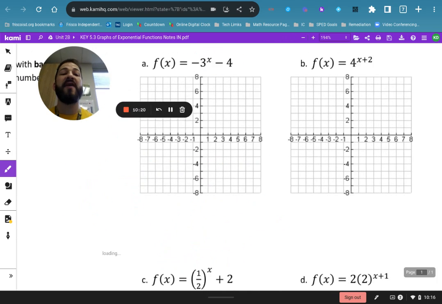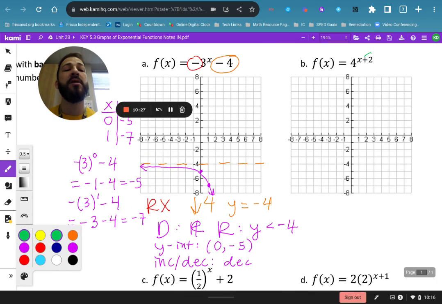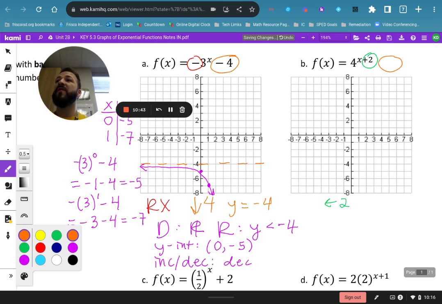So on B, we have f of x is equal to 4 to the x plus 2. In this case, we actually only have one transformation. It's that plus 2, which means it's the c value. Remember, it's always opposite of what's in the parentheses. So we are actually going to shift to the left by 2. And then we don't have it written, but because we don't have a d value, our asymptote is going to be at our standard asymptote of y is equal to 0.